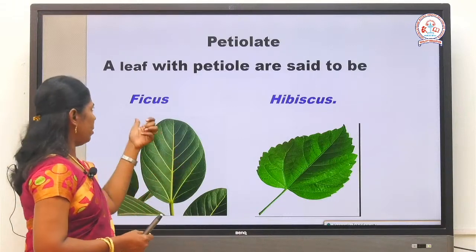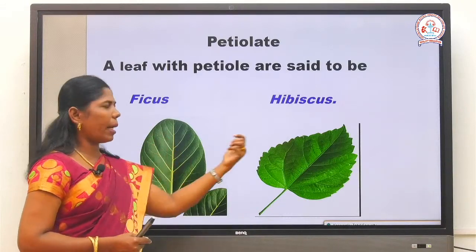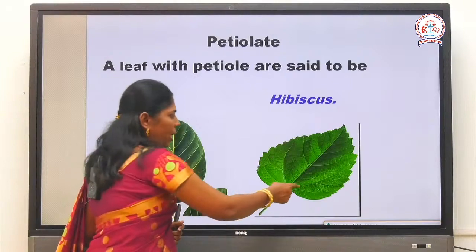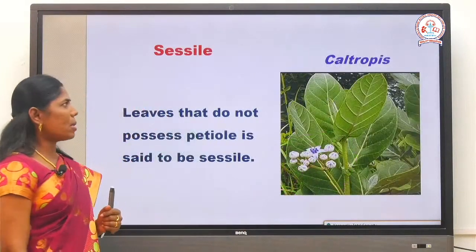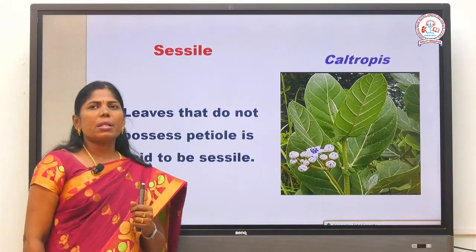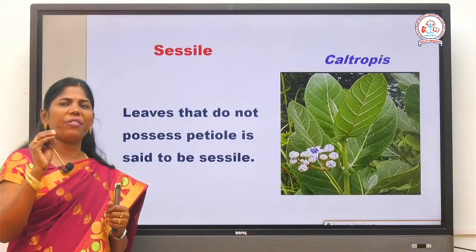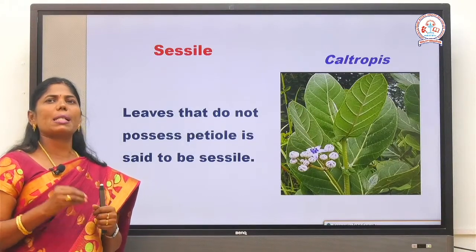You can see petiolate leaves in Ficus and Hibiscus. The next one is sessile, as I already said. They don't have a petiole. A leaf without a petiole is called sessile.